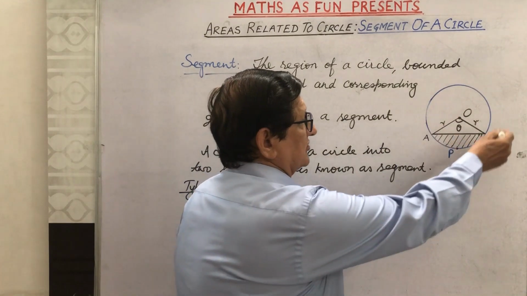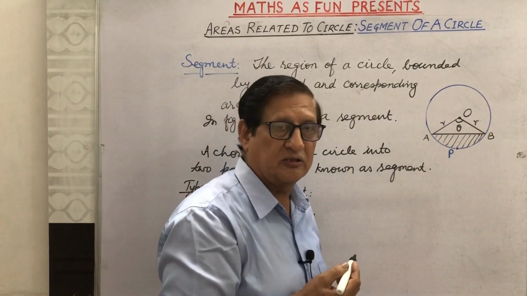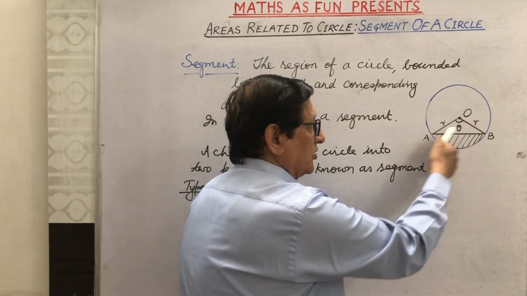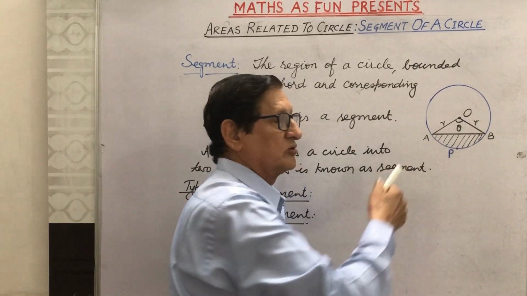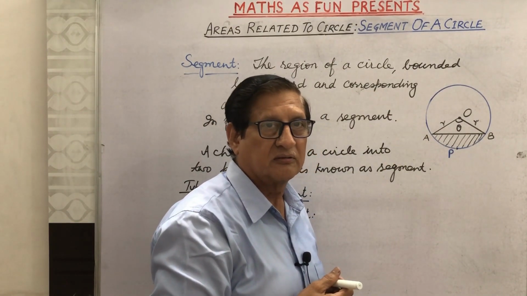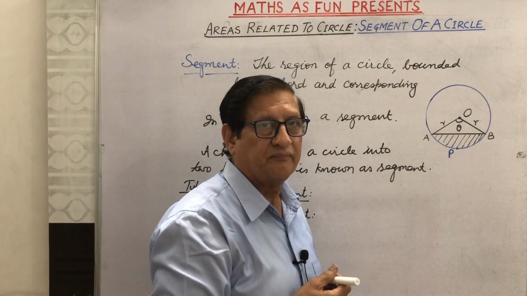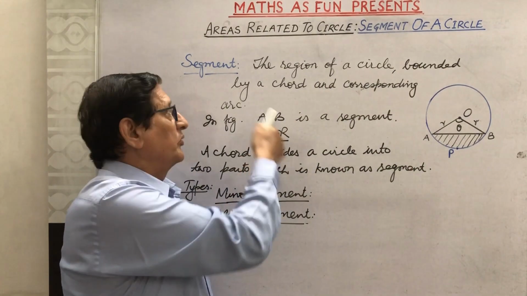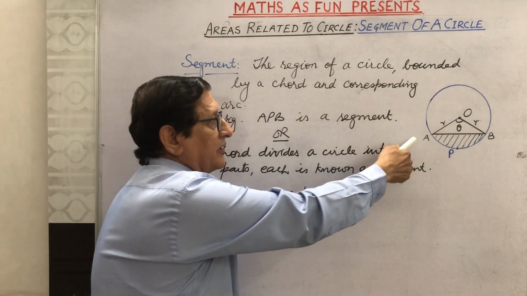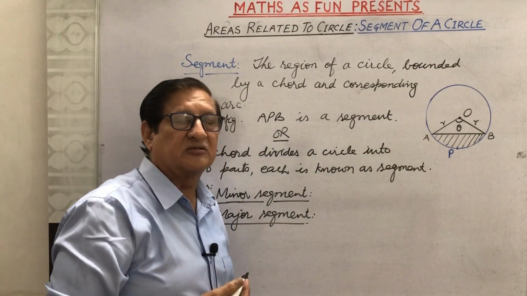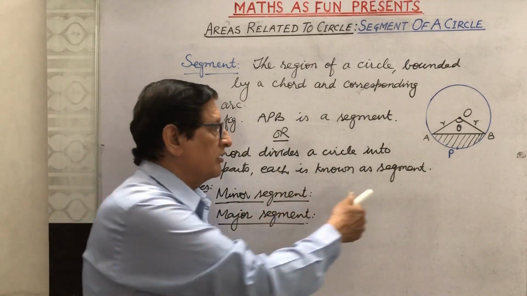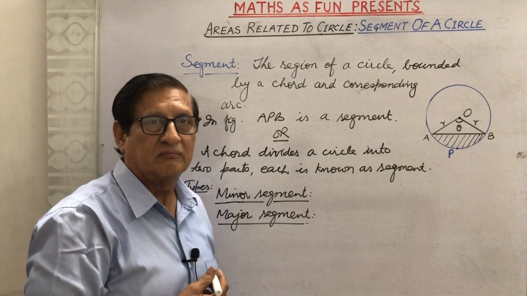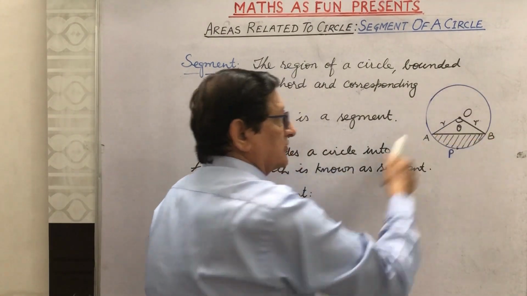See here, suppose we draw a circle and we draw a chord AB in this. Then this part which is bounded between the chord and the corresponding arc is known as a segment. So we can define the segment: the region of a circle bounded by a chord and the corresponding arc is known as the segment of the circle. Like here in the figure, we find APB is a segment. Another segment is this upper part.